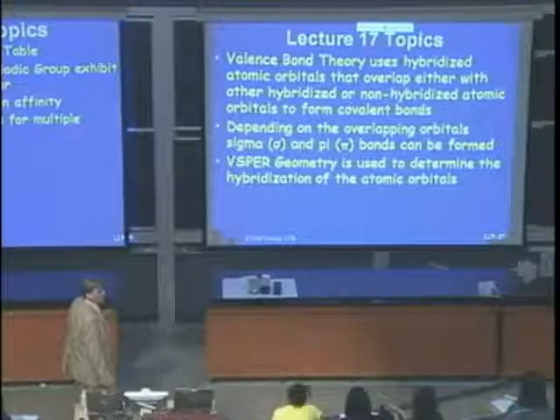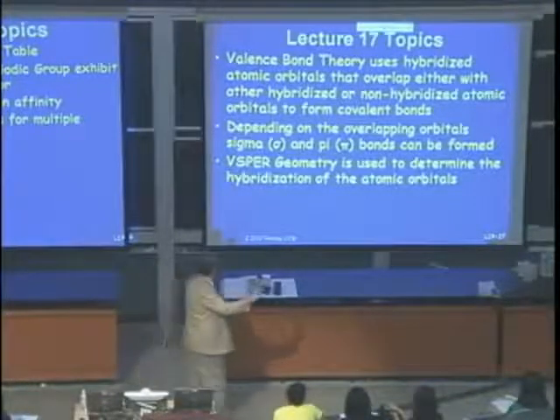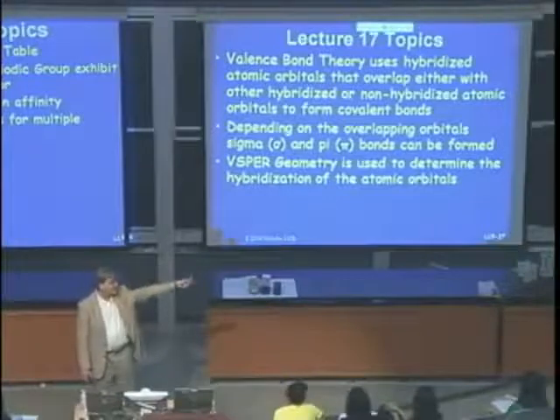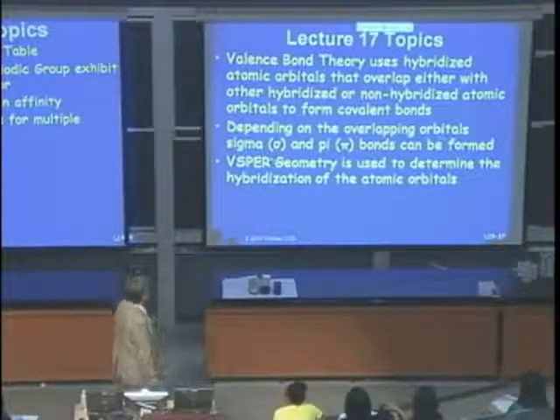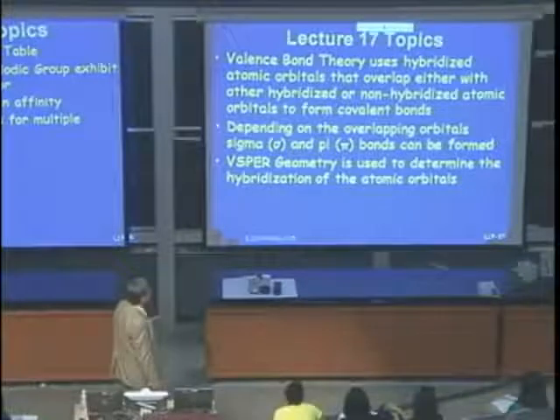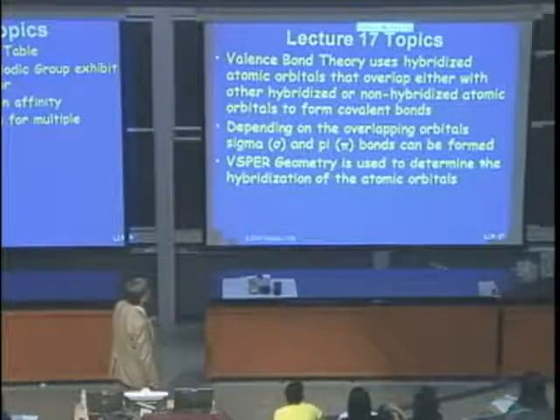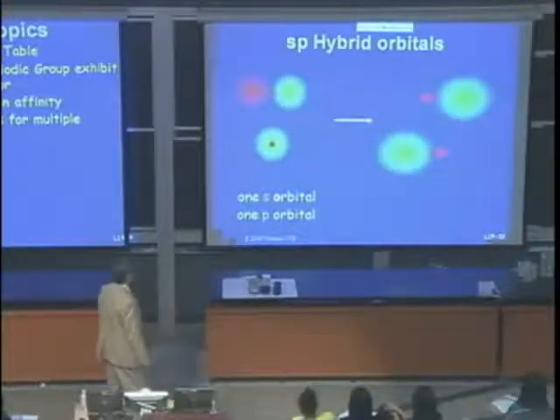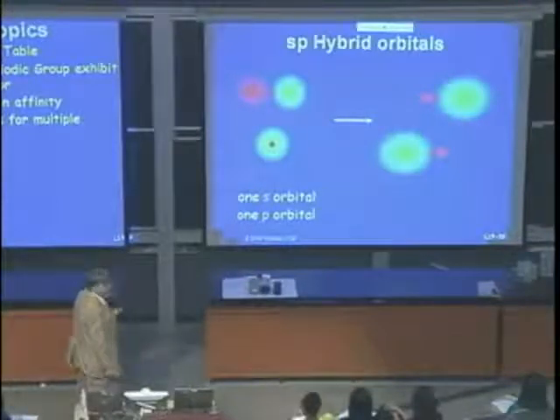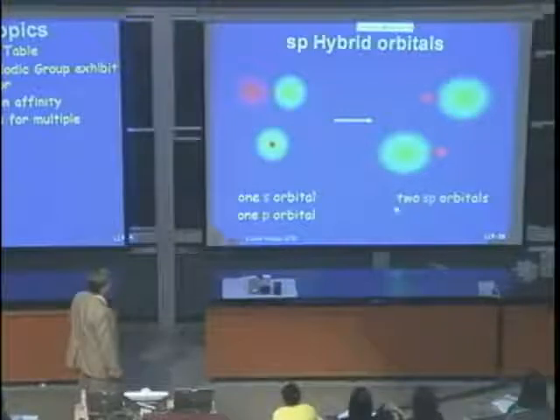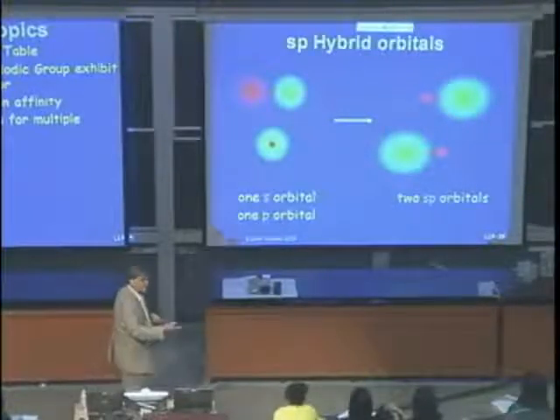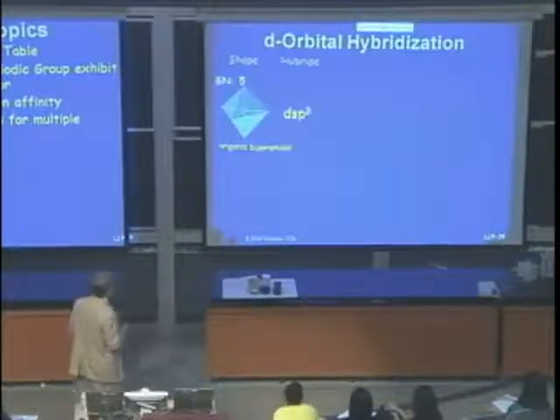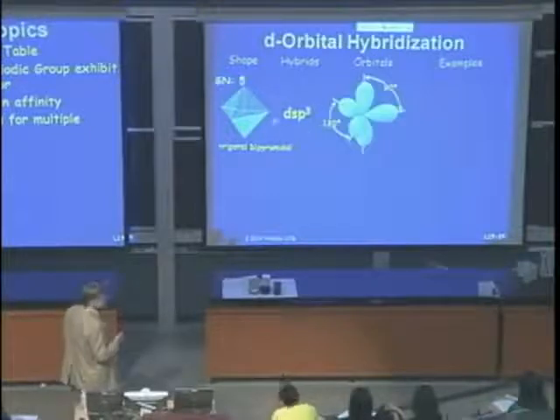So the valence bond theory uses hybridized atomic orbitals that overlap either with hybridized or non-hybridized atomic orbitals to form covalent bonds, okay? In valence bond theory, we hybridize our atomic orbitals at that atom, and then we start binding with the other atoms. Depending on the overlapping orbitals, sigma and pi bonds can be formed. And we use the VSEPR geometry to determine the hybridization of the atomic orbitals. Now, these were the hybrid orbitals, 1s and 1p. How many orbitals do you need? You need 2 orbitals, okay? This is 2 sp orbitals. Then you have sp2, sp3. You don't have sp4, but you then use d orbitals, and then you have these hybrid orbitals, and I talked about them.